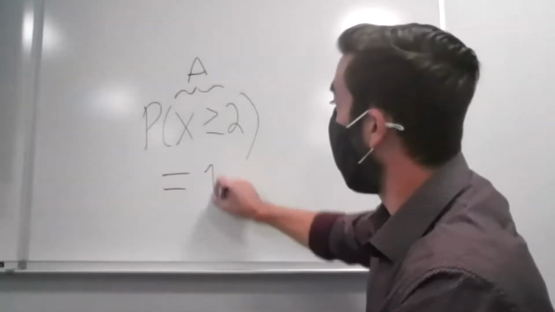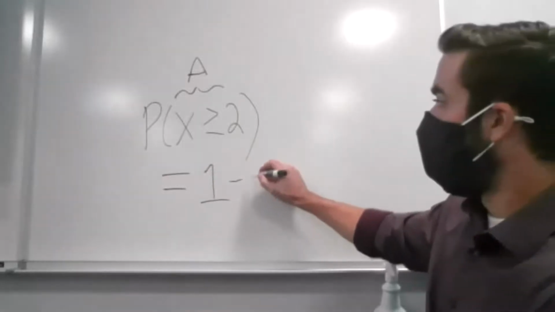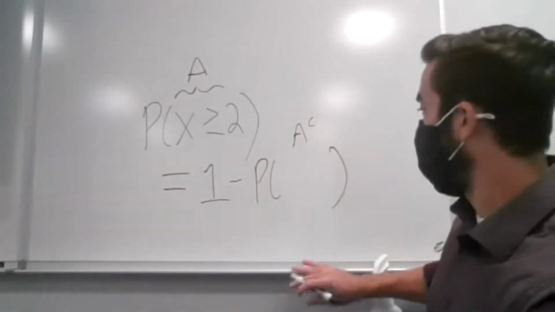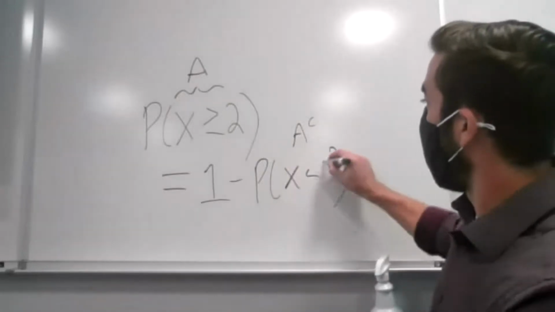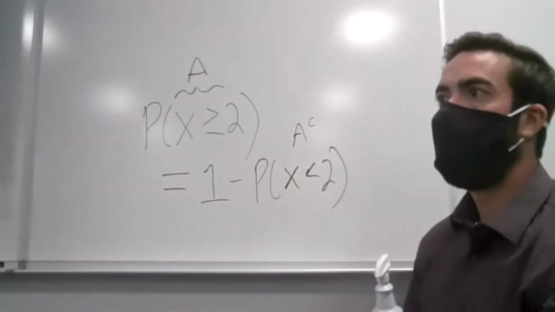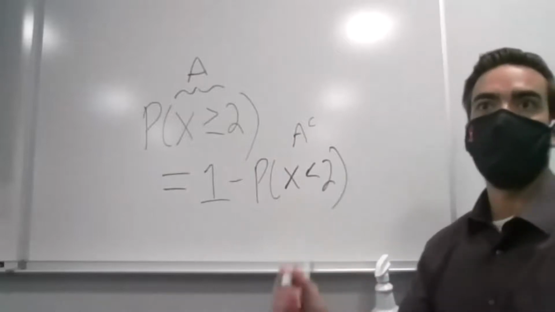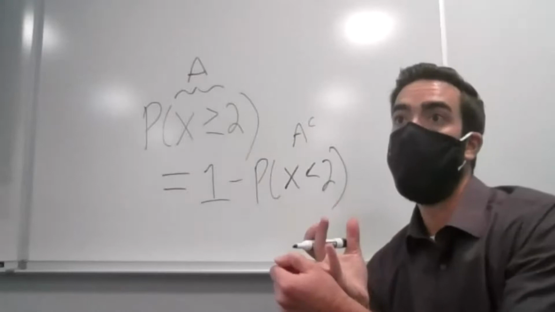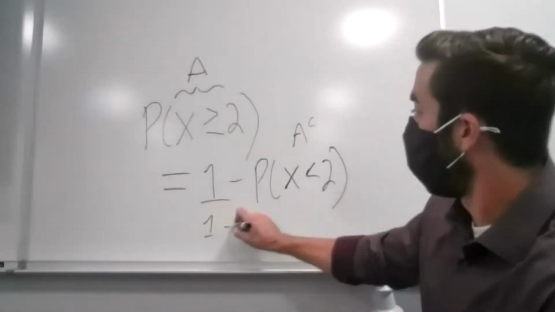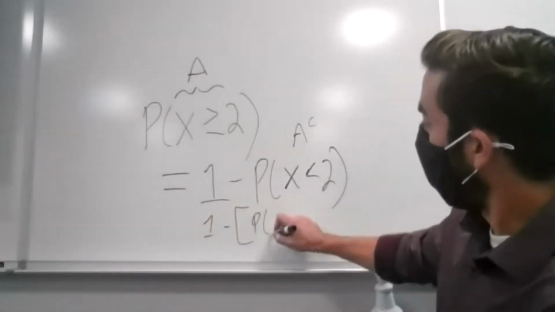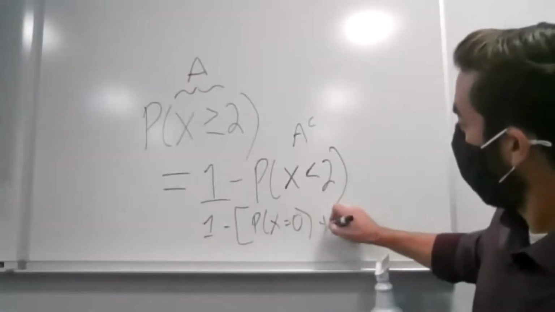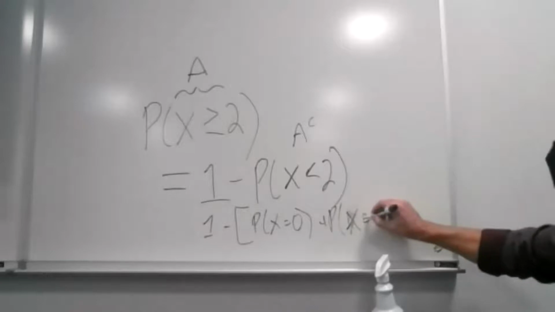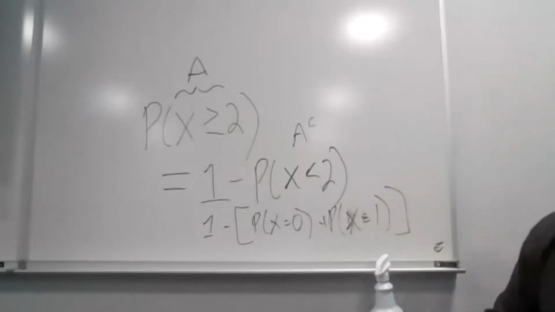So we want to think about this: the probability of an event is 1 minus its complement, but the complement is being less than 2. What are all the outcomes that fit this criteria? Well, if it's less than 2, it could be 0 or 1. So we would then have probability x is equal to 0, probability x is equal to 1.